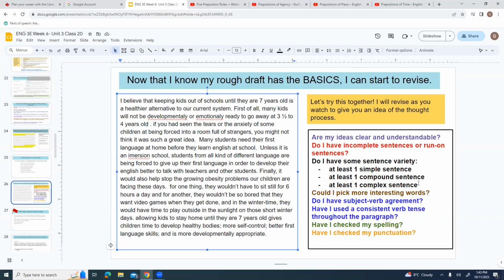But just kind of quickly going through. This is a long simple sentence, but it is technically a simple sentence. Compound. That's not compound. This is a complex. If you'd seen the tears of the anxiety of some children at being forced into a room of strangers, you might not think it was a good idea. It's complex. It's a bit wordy, but it's complex. And compound.